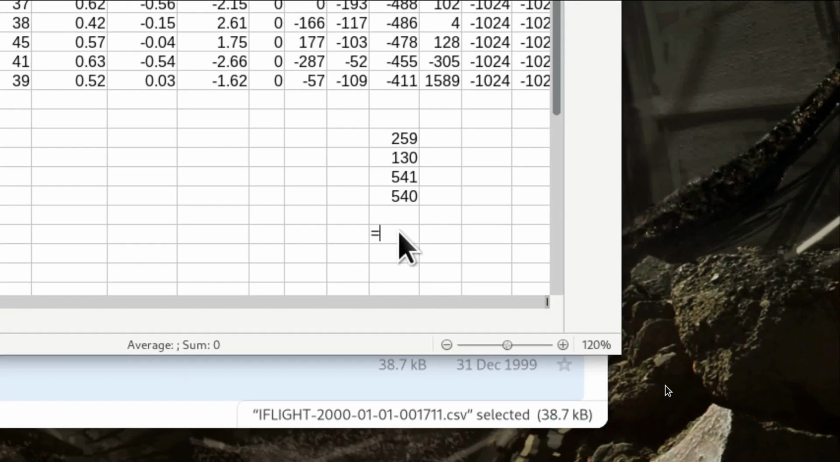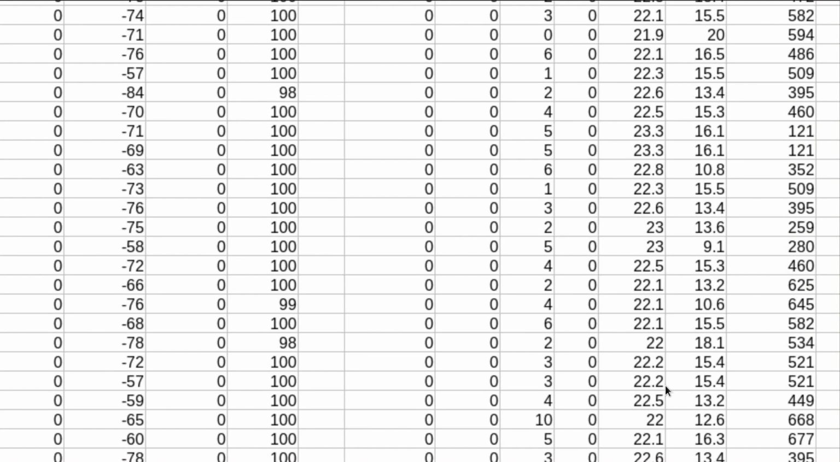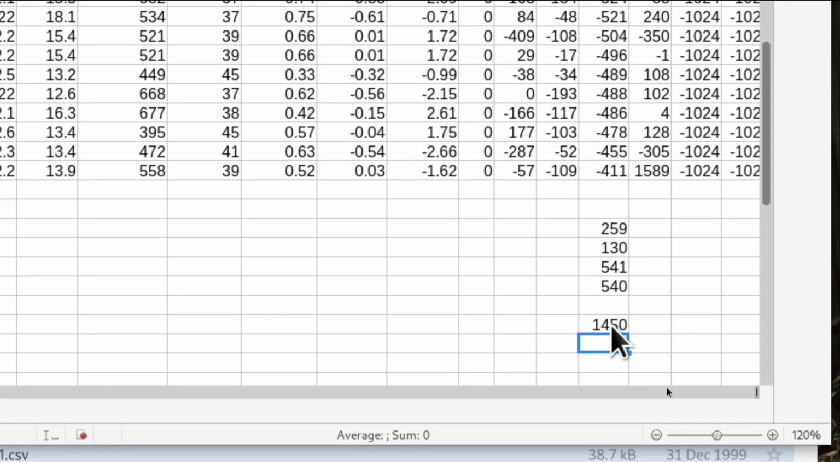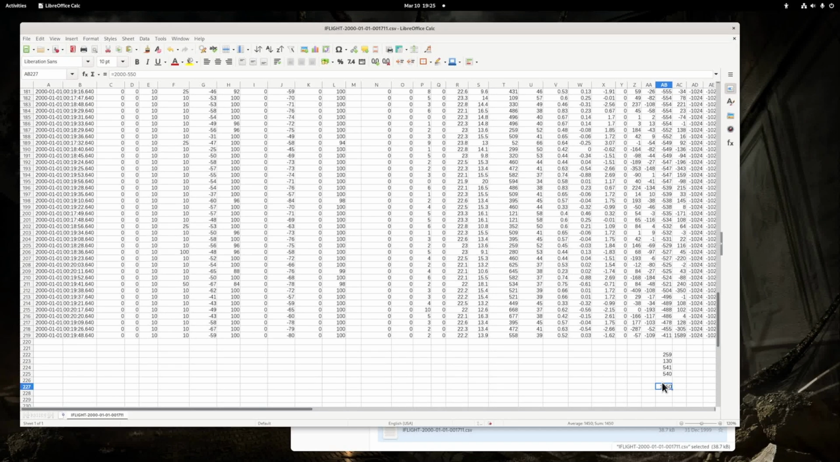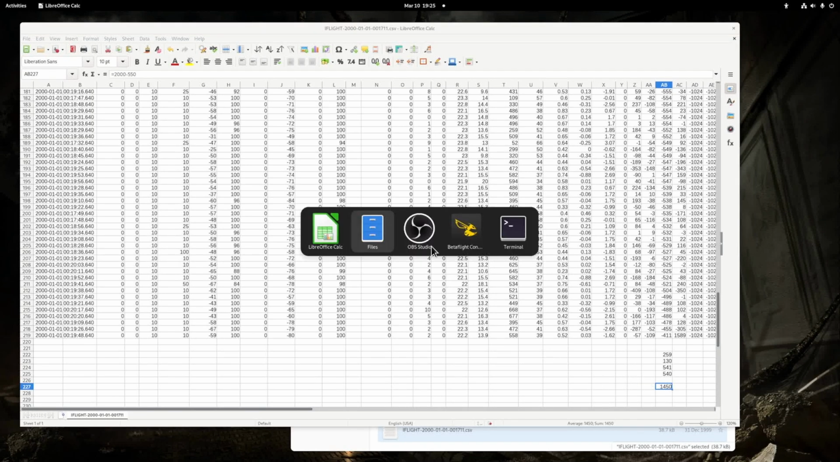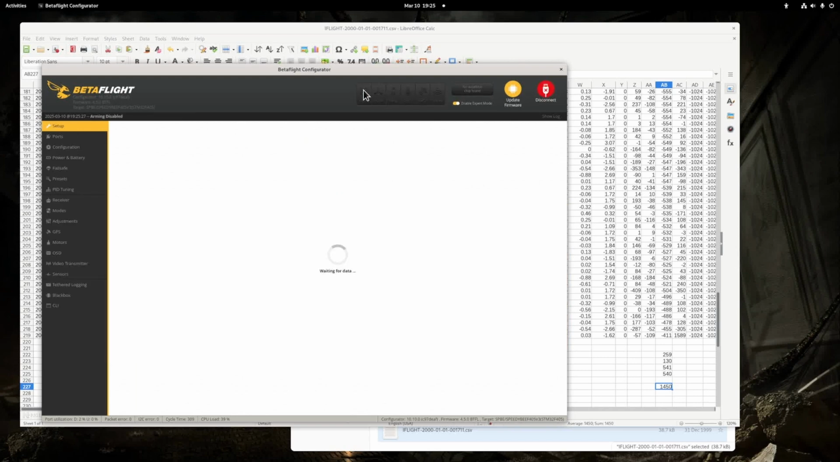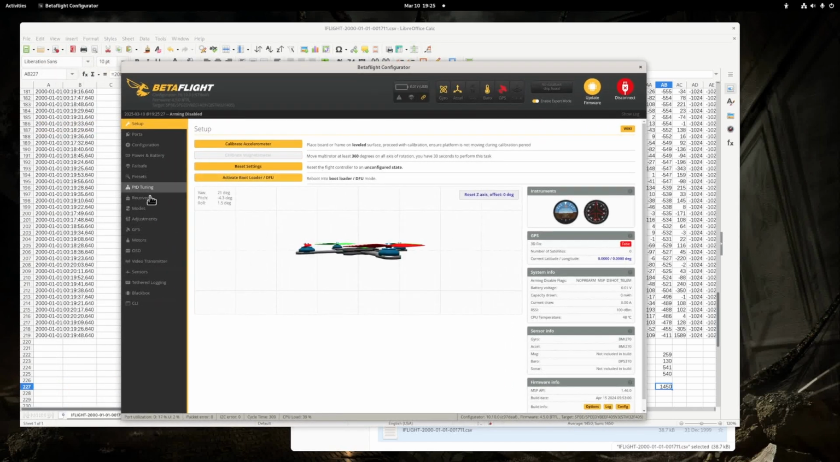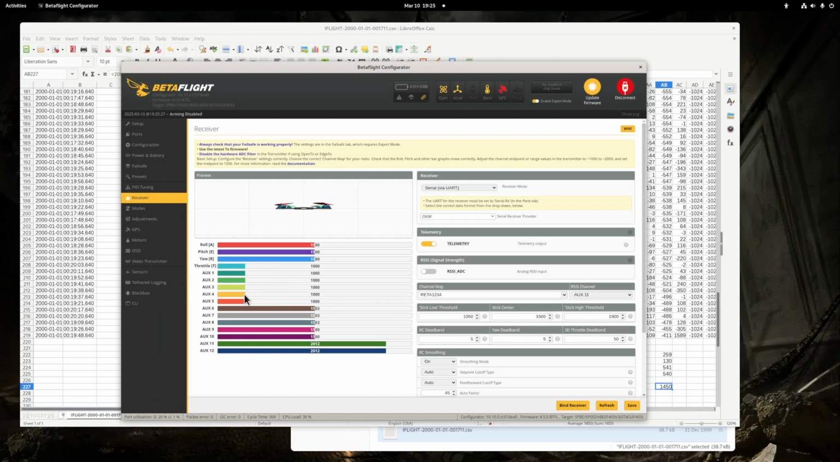So equals 2000, which is the higher part of the throttle, minus 550. I'm gonna set it to 1450. Oh my god, remember guys? I said 1450. Alright, so now let's zoom out. Let's open up Betaflight configurator, and then let's connect to the quad. And this is what I was talking about. Receiver. Watch this throttle thing here. See this value? Let me zoom in.